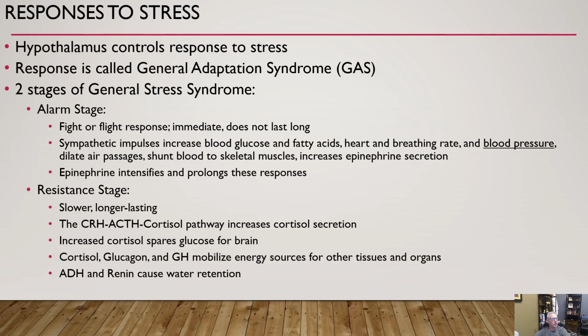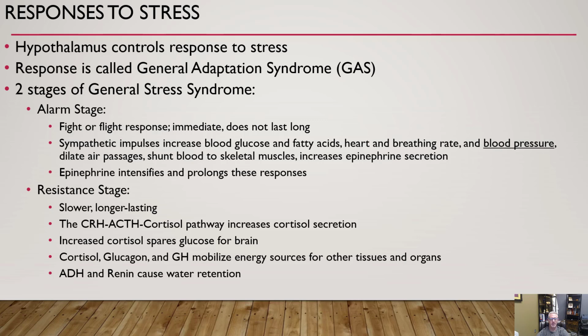And how we respond to stress is based on the hypothalamus. And we have this thing called a general adaptation syndrome or a general stress syndrome. The first phase is going to be an alarm phase, and that's kind of like our fight or flight response. That's pretty much immediate, and it doesn't last very long.